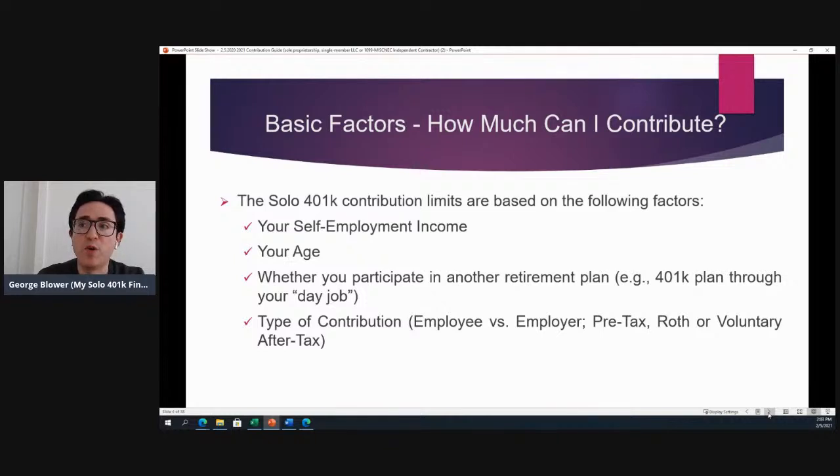Whether you participate in another retirement plan. For example, if you have a 401k plan through a day job and you make contributions to that plan, that's going to impact the contribution rules and limits with respect to your ability to contribute to a solo 401k. And then finally, the type of contribution. So you've got employee versus employer contributions. You're able to make both types of contributions because, in the words of the IRS, you're both the employee as well as the employer. Pre-tax contributions, Roth contributions, and voluntary after-tax contributions are also different types that we will go through as we go through these scenarios.